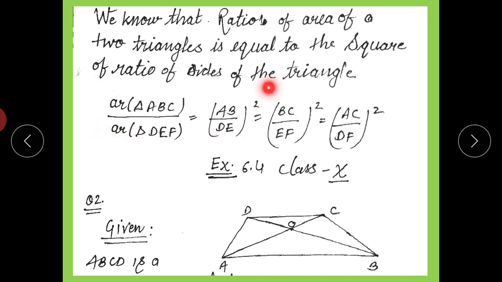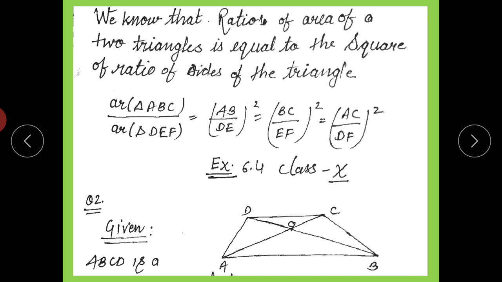There are four parts: area of triangle ABC, area of triangle DEF, AB and DE. Out of these four elements, three are given. You have to find out the fourth one.